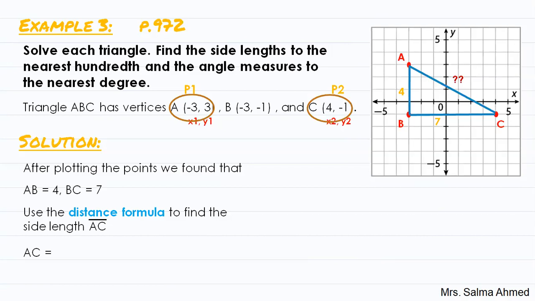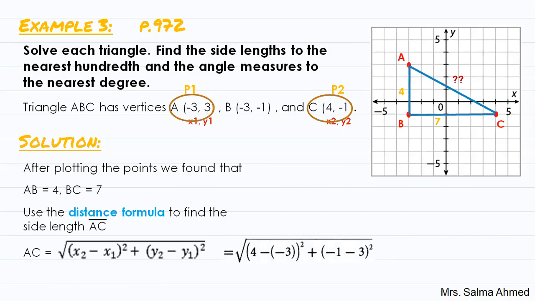Let's apply the distance formula. It is the square root of x2 minus x1 all squared plus y2 minus y1 all squared. I'm going to substitute the x and y from these two points. So it will be 4 minus -3 all squared, plus -1 minus 3 all squared. After using your calculator, you can find it is root 65, which is 8.06 to the nearest hundredth.